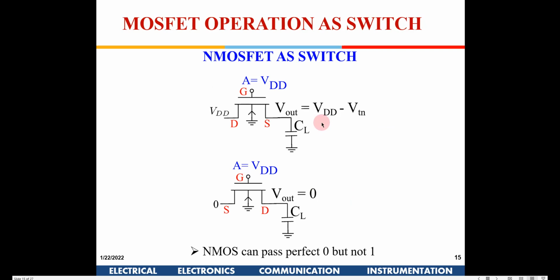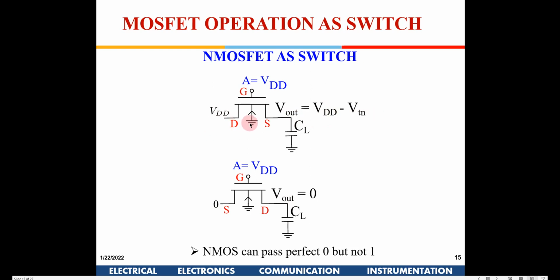Now if you see here, when I use a MOSFET as a switch, I can use an NMOSFET to transmit 0 and 1. Whenever I have to transmit a 0, it transmits it perfectly, whereas when I have to transmit a 1, the maximum output voltage it can reach is VDD minus VTN.